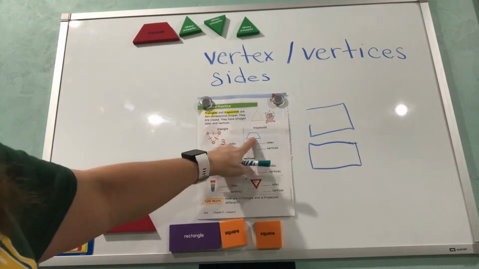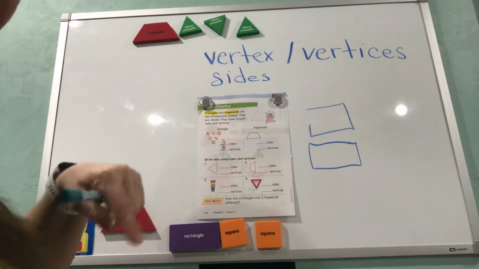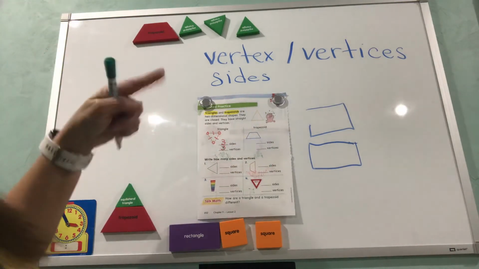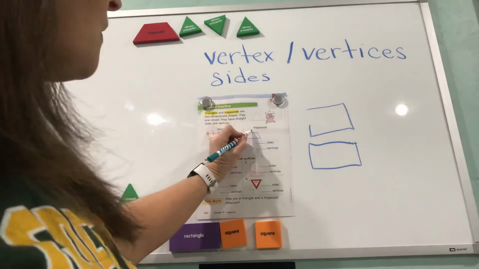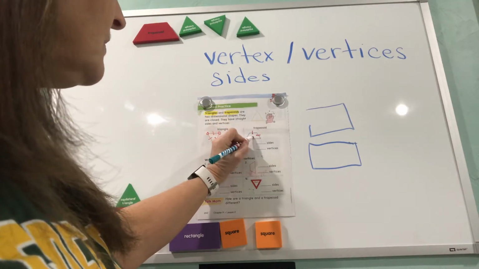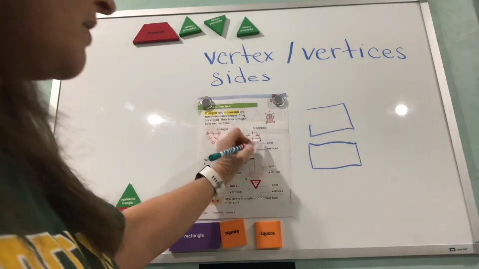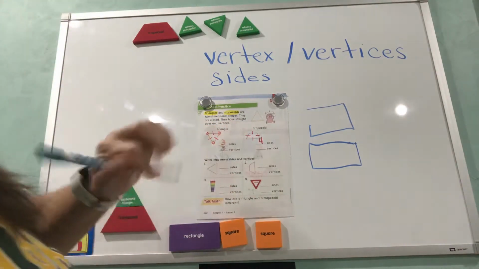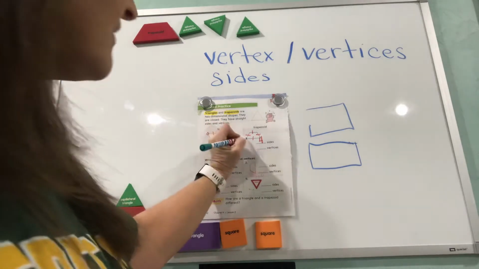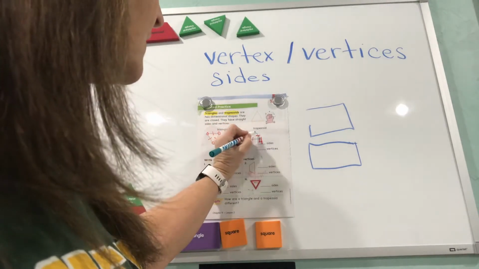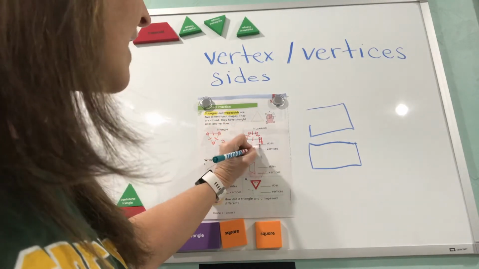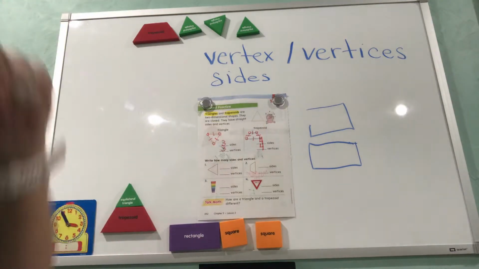Now if I look at my trapezoid, I'm going to do the same thing. I'm going to mark each side as I count it. 1, 2, 3, 4. Then I don't have to worry about whether I counted that side or not. I've already marked it, so I know I have 4 sides. And then how many vertices do I have? 1, 2, 3, 4. I also have 4 vertices.